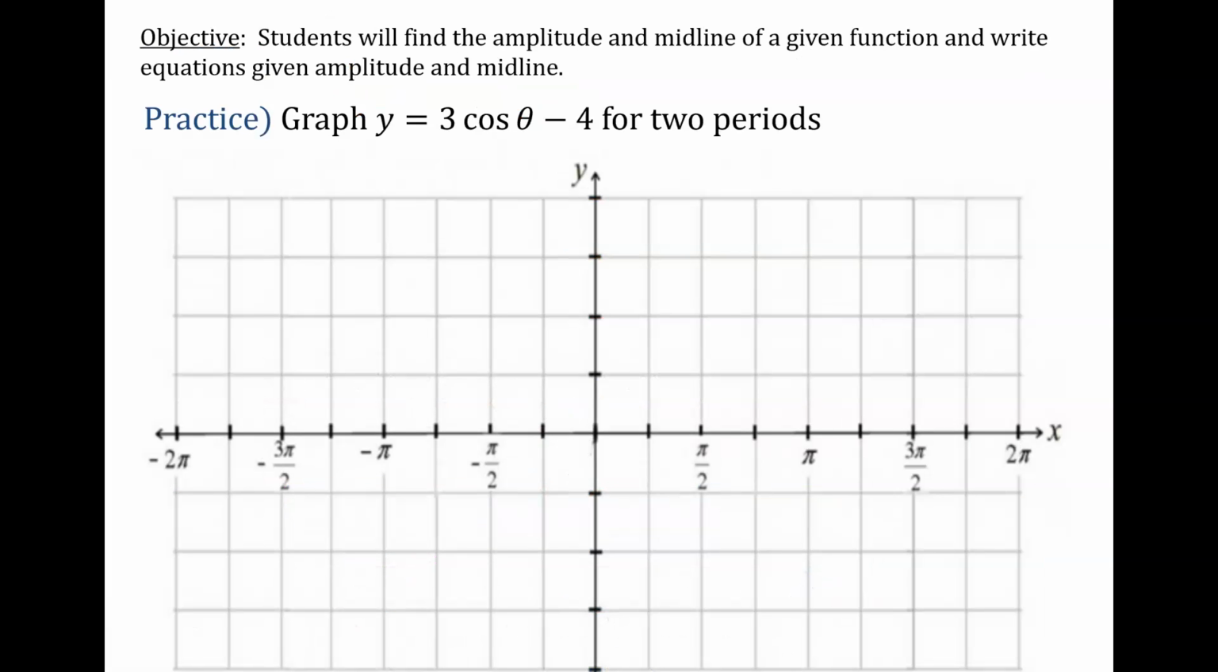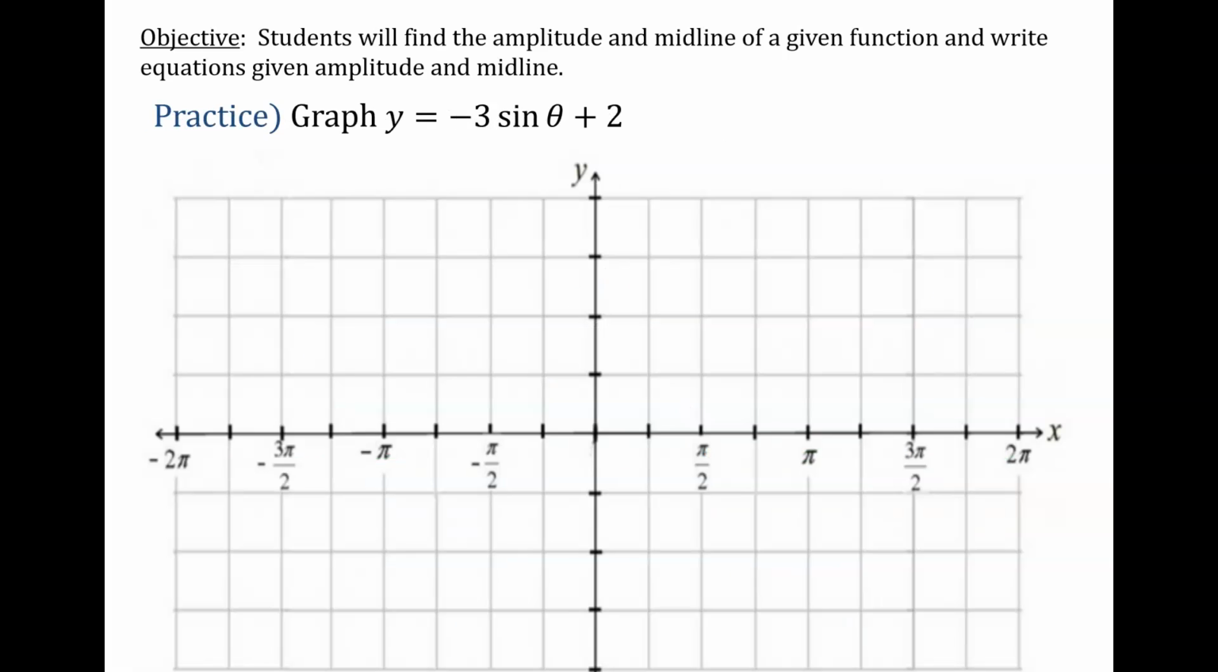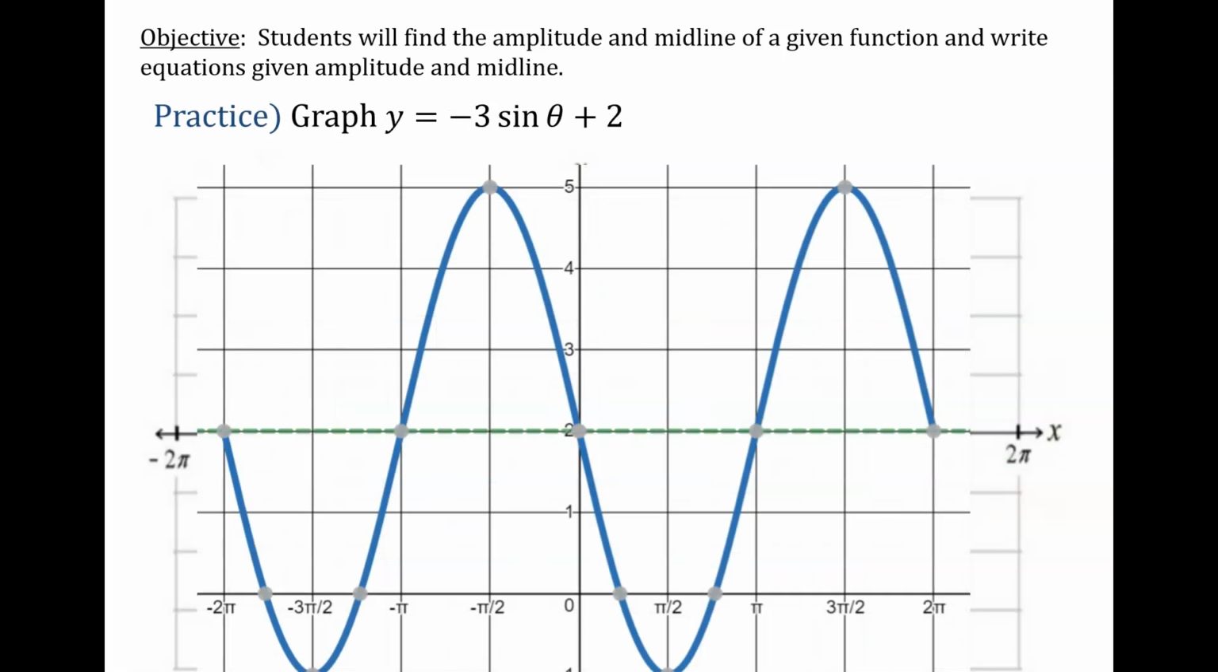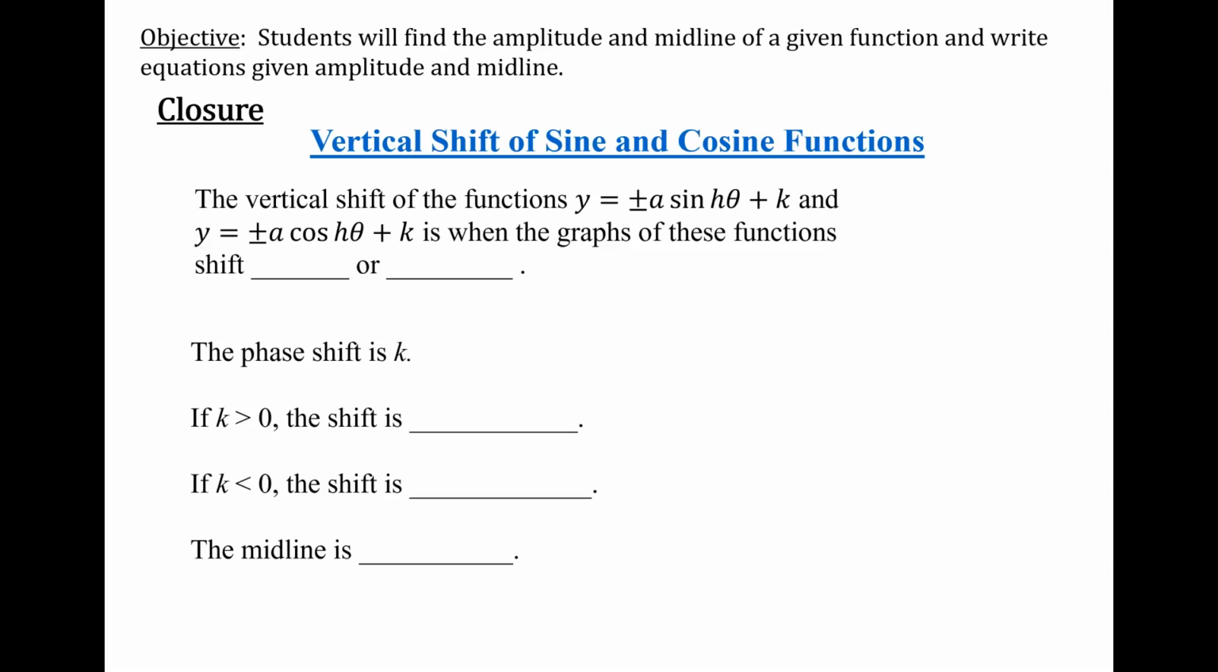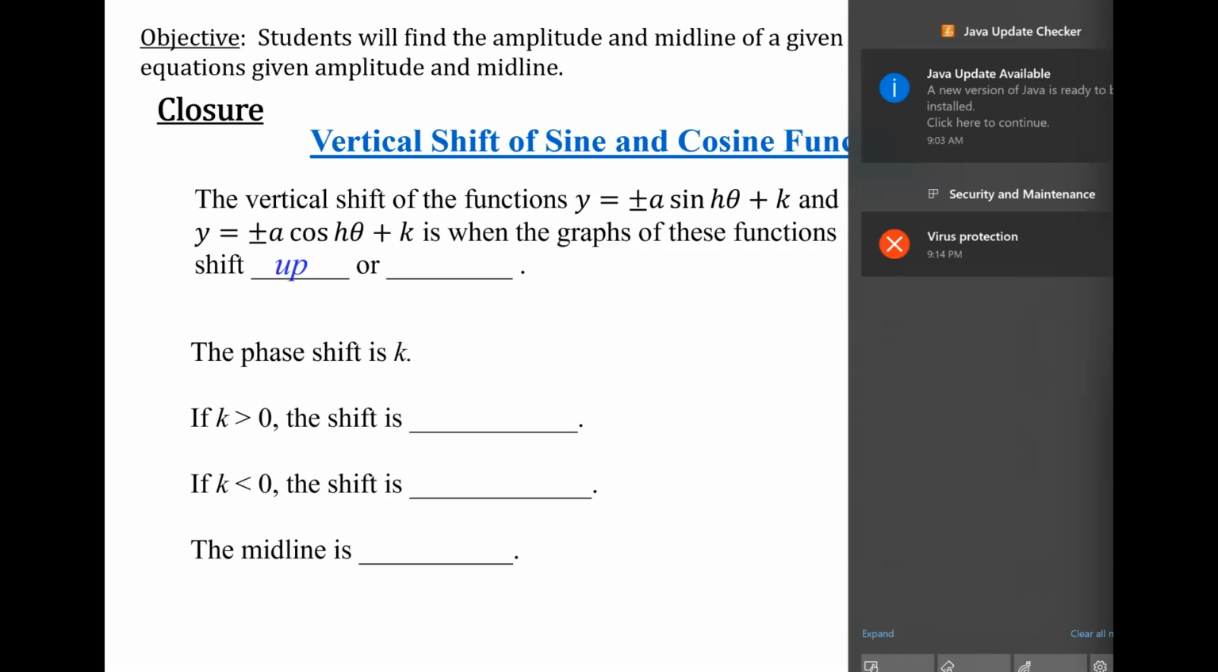All right, so now for the closure. Let's just skip this one. For closure, it says vertical shift of sine and cosine functions. So the vertical shift of the functions y equals plus or minus a sine h theta plus k, and y equals positive or negative a cosine h theta plus k. When the graphs of these functions shift up or down, so a vertical shift, remember it's up or down.